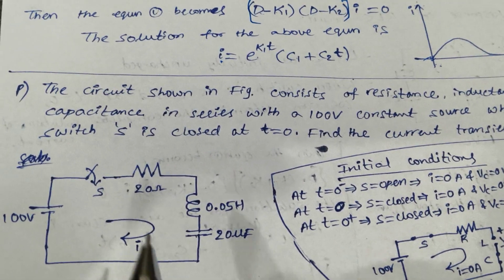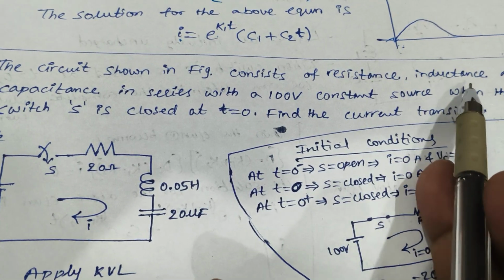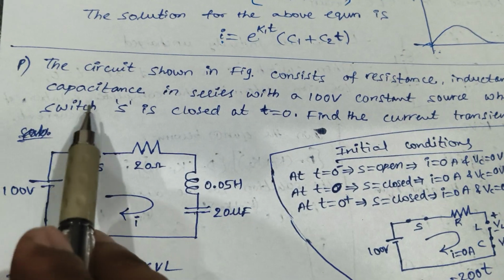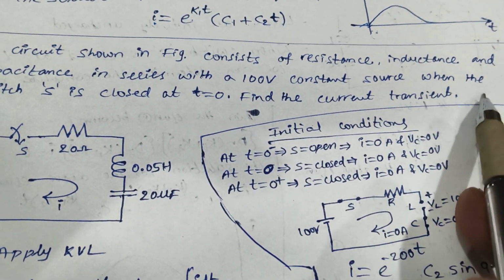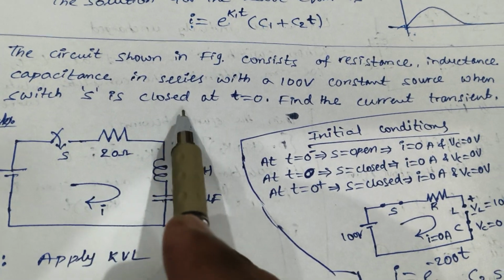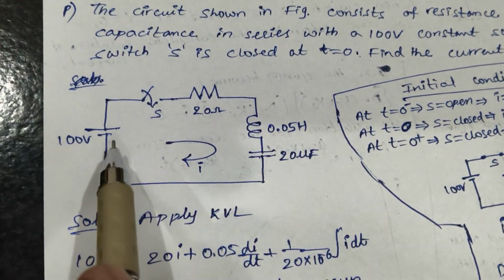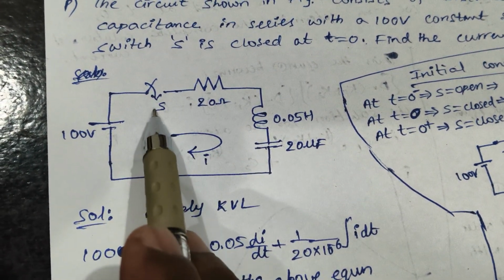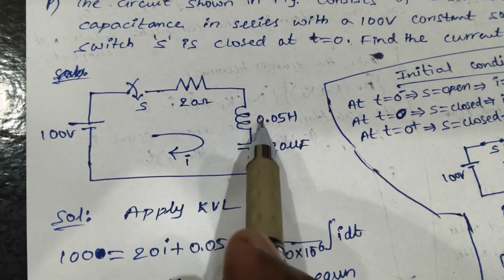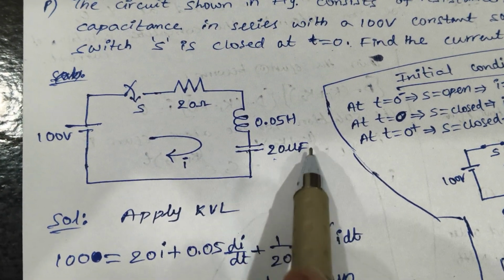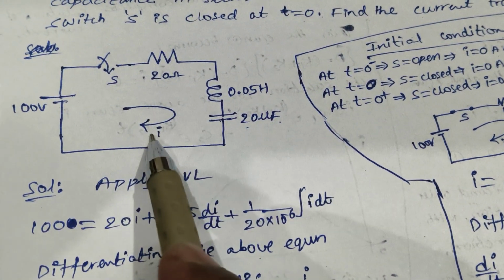Next we'll see the problem. The circuit shown in the figure consists of resistance, inductance and capacitance in series with a 100 volt constant source. When the switch S is closed at t equal to 0, find the current transient. So this is your circuit diagram. 100 volts is connected through the switch to a series 20 ohm, 0.05 henry and 20 microfarad RLC circuit. We need to find the current response.